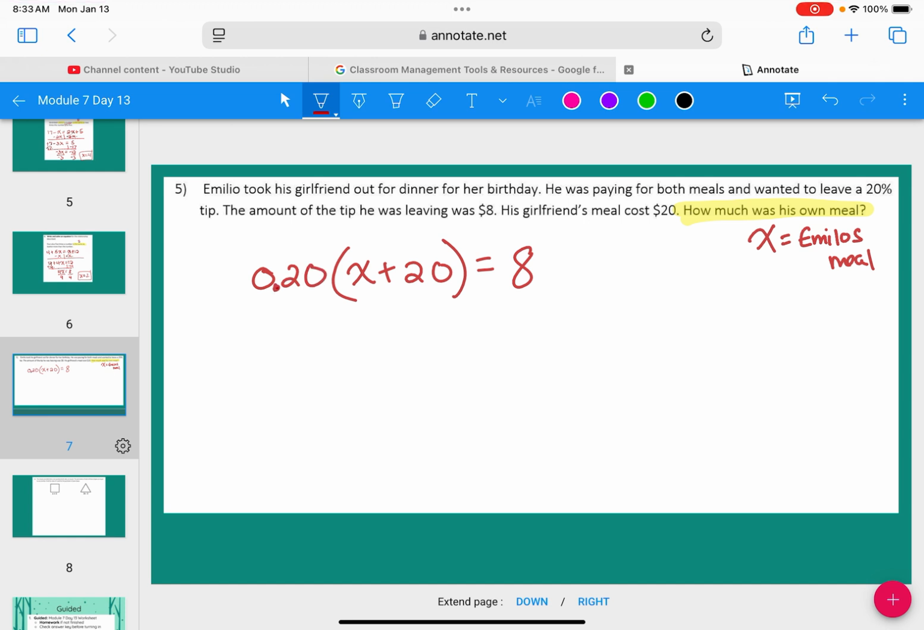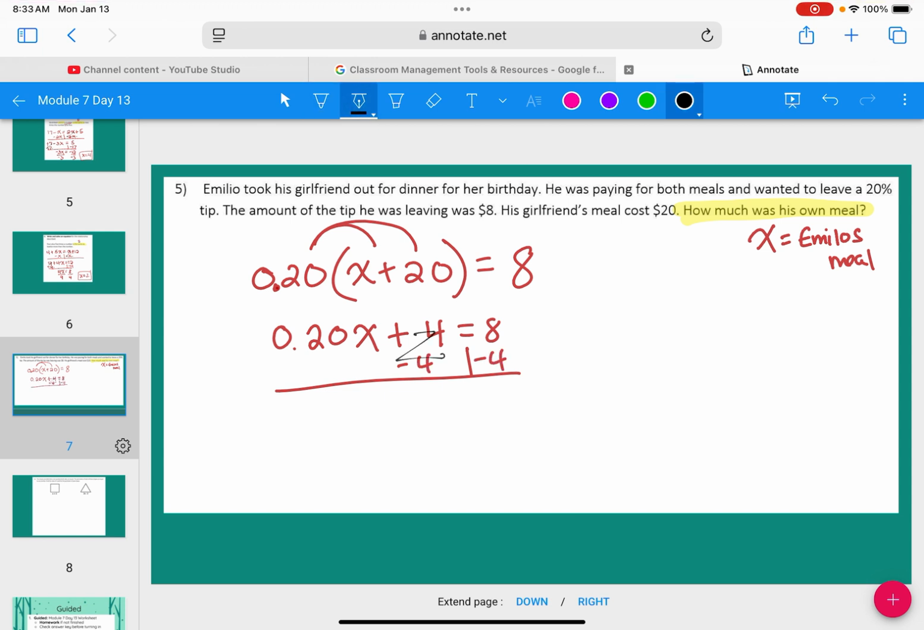Doesn't matter, right? 20%. So I'm going to distribute, and I'm going to get 0.2x, or, you know what, instead of confusing you, I'm just going to write 0.20x, and then plus 0.20 times 20 is 4 equals 8. Subtract the 4, so that cancels there.